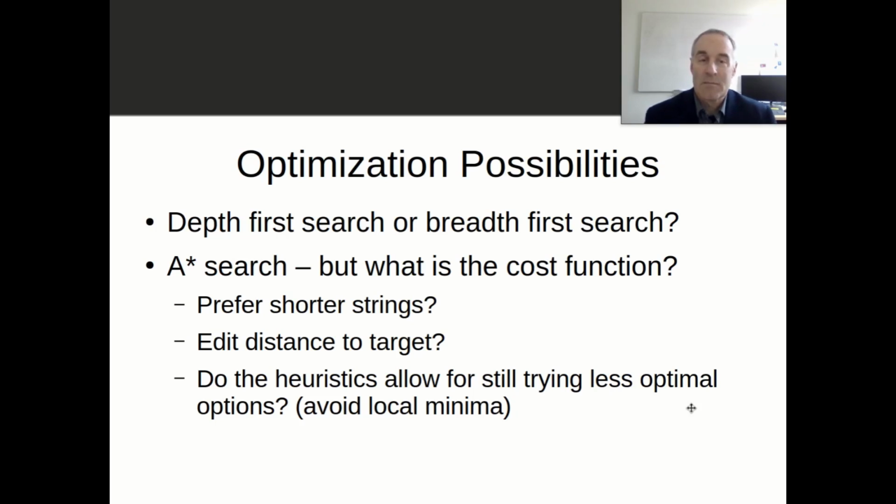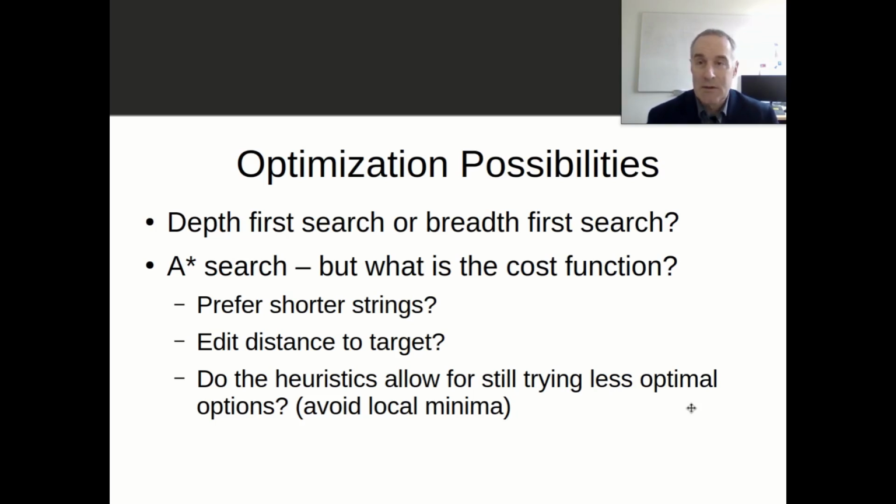After comparing depth-first and breadth-first, we can look at some more intelligent search, something like A star. That means picking the best option at every level and trying to expand just the nodes that are most likely to get you to a solution faster. But the key thing is, what's the cost function? Do we prefer shorter strings? Maybe the edit distance of each string to the target would be a good measurement to follow in optimizing which node to pick next.